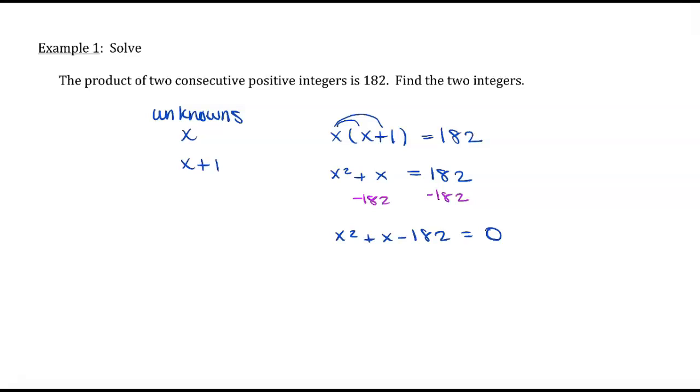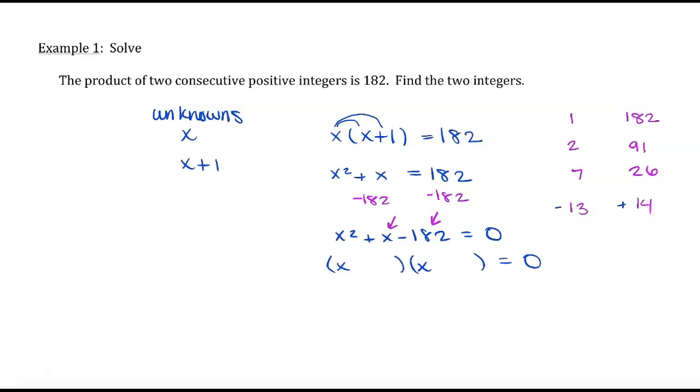Now let's factor the left side. With a leading term of x squared, our binomial factors will begin with simply an x. And now we need two values with a product of negative 182 and a sum of positive 1. Let's list out pairs of factors of 182. There's 1 times 182, 2 times 91, 7 times 26, and 13 times 14. Since we need a negative product, we need one factor to be positive and the other factor to be negative. And since we need them to have a sum of positive 1, we can use negative 13 and positive 14.